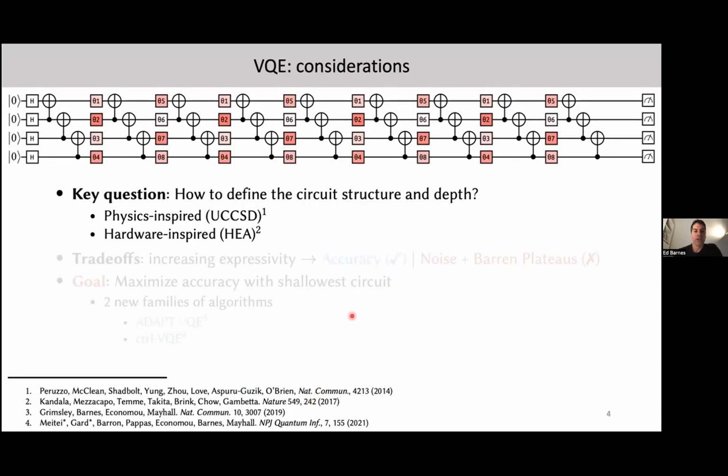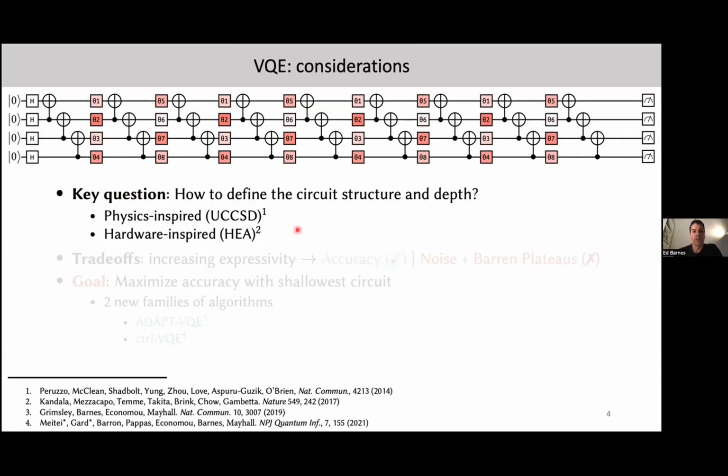So a main consideration that comes into these variational algorithms is how do we parameterize the states or the circuits that we're implementing on the quantum processor? So there are two main approaches that people have been pursuing, at least outside of the work I'll talk about here. So one class of approaches is what we call physics-inspired.